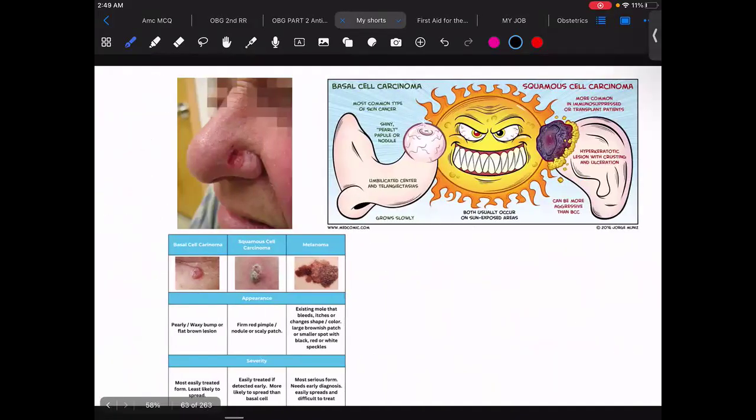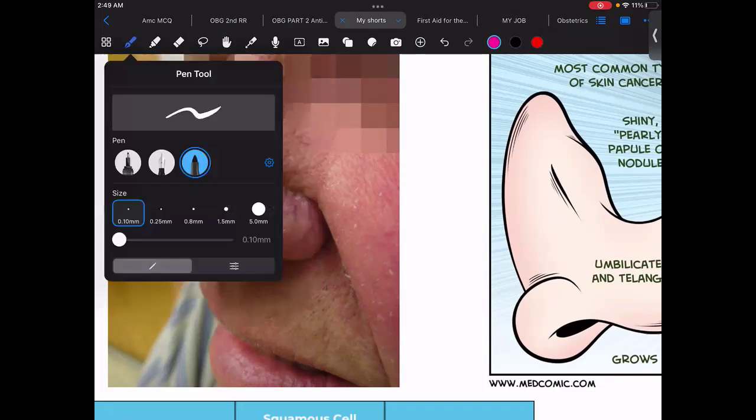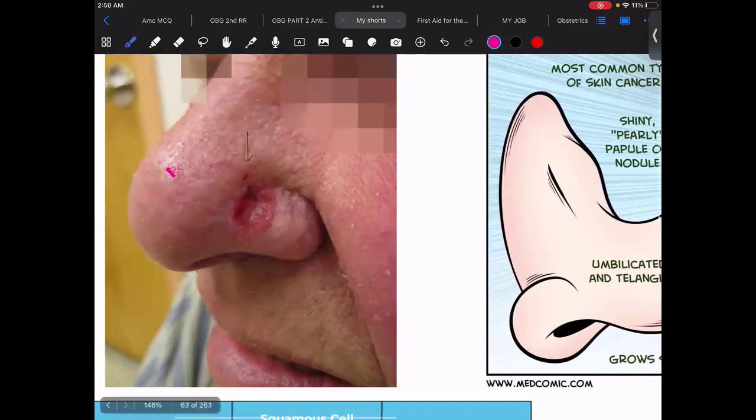Basically, let me show you the picture. See, this is what we call, if we can see it over here, the edges look rolled. The patient has rolled, or we can say pearly edges. Or we can see over here, they have a beaded kind of appearance.